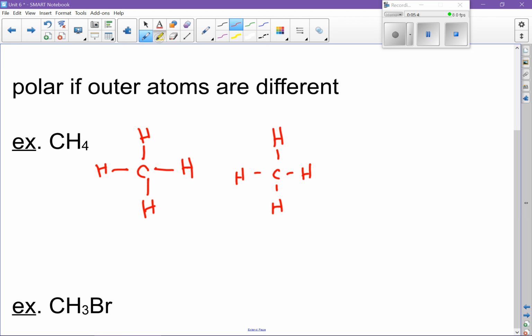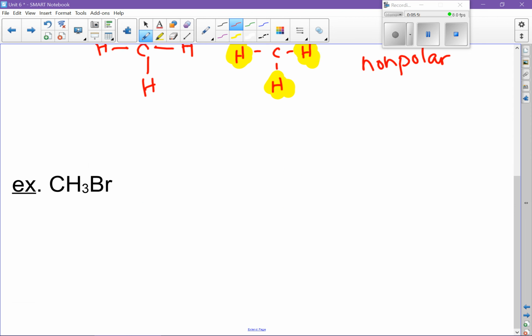Okay. Now look at your outside atoms. H, H, H, H. If they are all the same, it is a nonpolar molecule. They're all being shared equally between the C's and H's. Now, if I look at CHBr3, start the same way. Carbon in the middle, 3 H's, and then I'll put the Br somewhere.